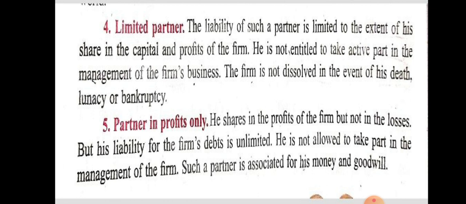Number 5, partner in profits only. This type of partner shares only profits, not the losses, but their liabilities are unlimited and they are not allowed to take part in the management. These partners associate only for money and goodwill. They just have to show their presence in the company so that the company will have goodwill. So they are the partners only to get the profits.